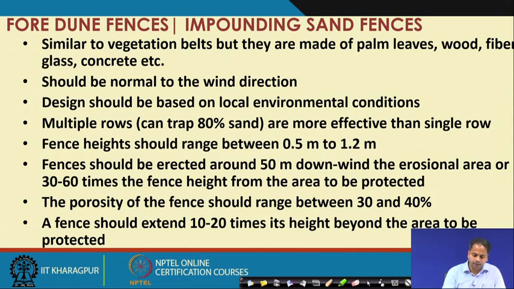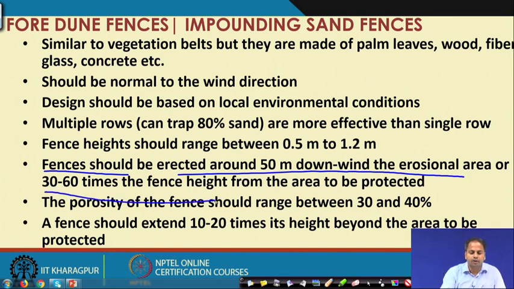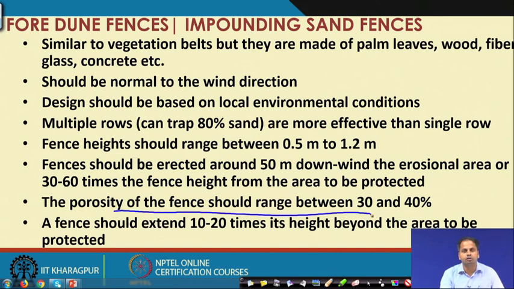Another important thing is that the fence should be erected around 50 meters downwind of the erosion area, or approximately 30 to 60 times the fence height from the area to be protected. Okay. Then the porosity of the fence, as I discussed before, should be porous enough, so around 30 to 40% or sometimes 50% can be used. Then the fence should extend around 10 to 20 times its height beyond the area that needs protection. Okay.